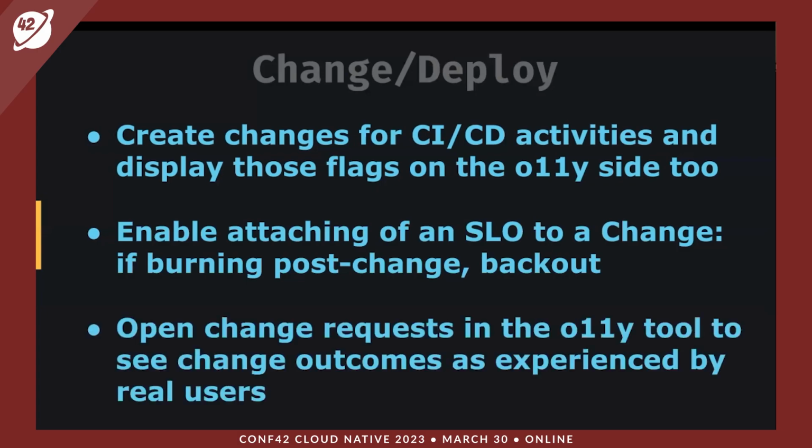And we should be able to open change requests in the observability tool to see change outcomes as experienced by real users. Great example of this is on the ITSM side, somebody's creating a change and they have tagged in a service that we're observing in an observability tool. We should be able to open that up and see if, as that change is deployed, it affects the performance of our service. Because changes come from a lot of different sources and in a lot of different packages.